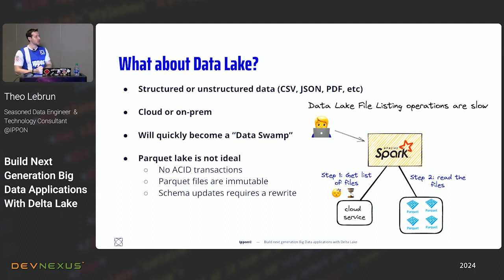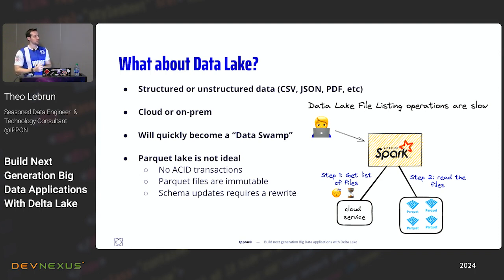for example if it's on the cloud, first you need to get the list of files from your cloud service. And that can take a bit. It's an extra step. And then once you have that list of files, you will be able to read your data, for example, if it's Parquet files. That's what Spark is doing under the hood, if you're familiar with Spark. It's like, hey, tell me the list of Parquet files on S3, for example, and then I will be able to read the files.